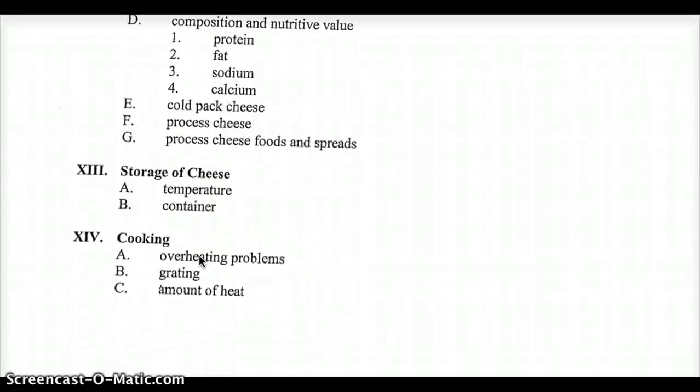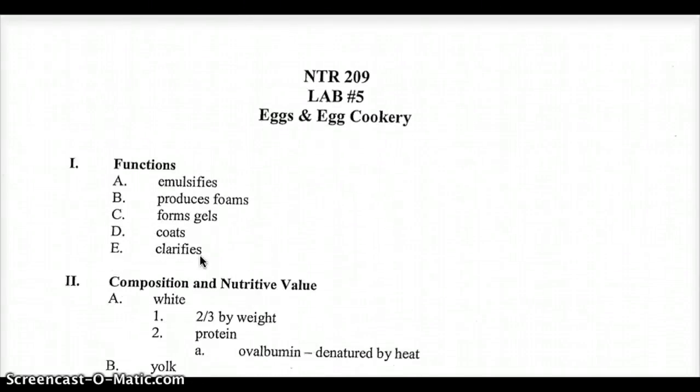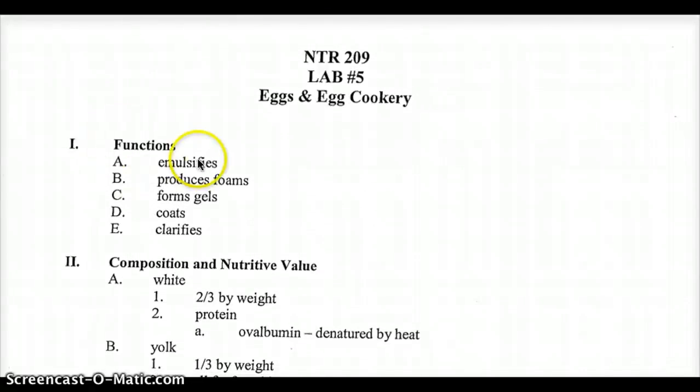Storage of cheese, temperature, container, cooking, overheating problems, grading, amount of heat, etc. Okay, we have got functions for eggs. So yeah, you definitely need to know eggs, emulsifiers, produce, foams. This you're going to need to know when it comes to sponge cake, and I believe angel cake. They're big on eggs, so you definitely need to use that. Forms gel, coats, and clarifies.